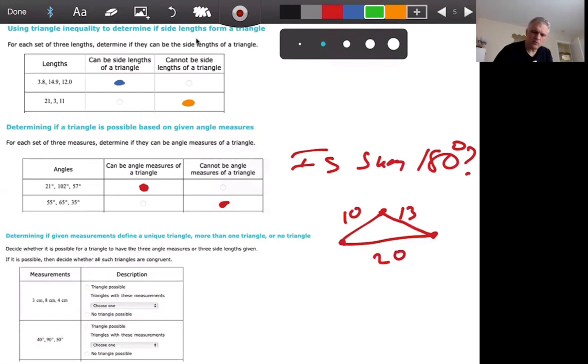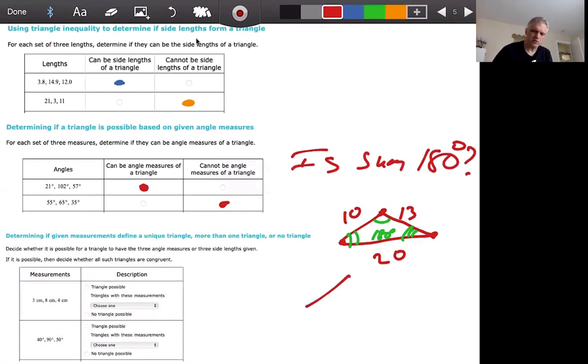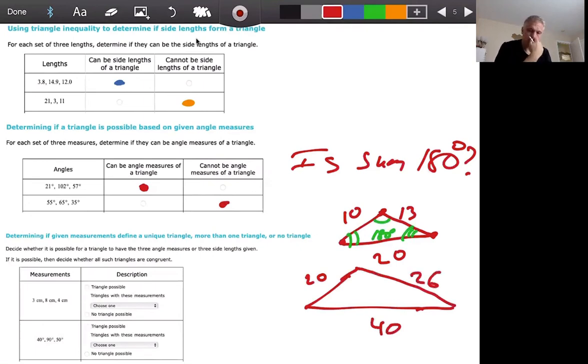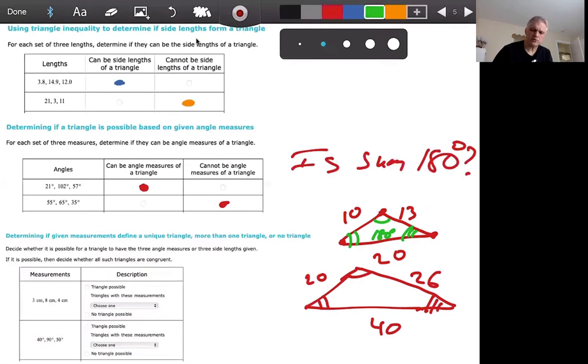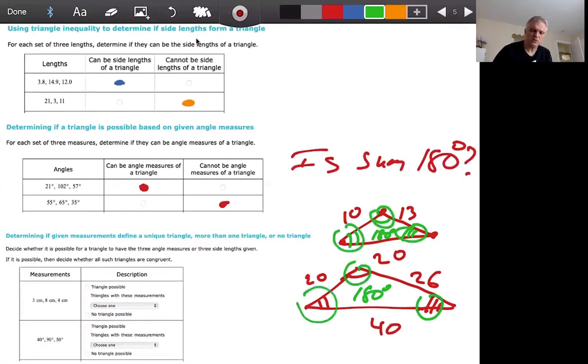Here's my question for you. What is the sum of these 3 angles? Well, you know it's 180. What if I doubled these? I doubled the 10 to 20, I doubled the 20 to 40, and I doubled the 13 to 26. What do those 3 angles add up to? 180. And believe it or not, they're the exact same measures. Those 2 are the same, these 2 are the same, these 2 are the same. You have 3 identical angles in both of those triangles, right?